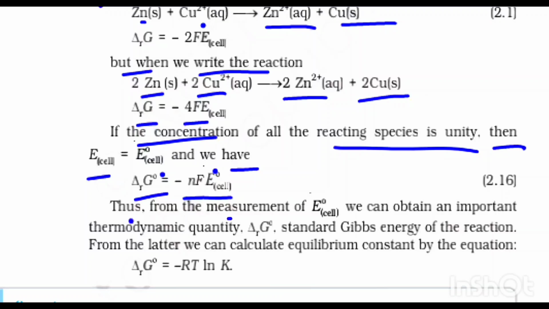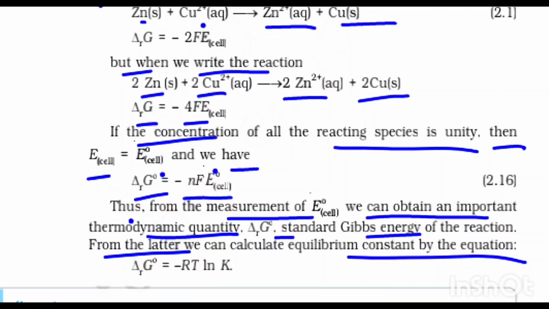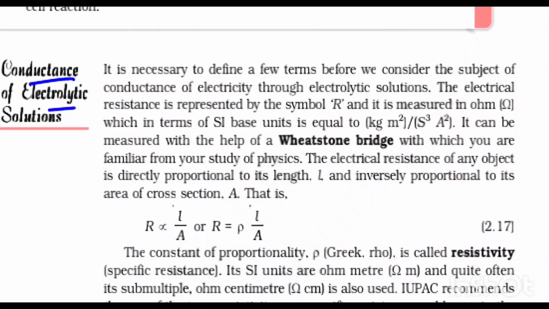Thus, from the measurement of E naught cell, we can obtain an important thermodynamic quantity, ΔG naught, the standard Gibbs energy of the reaction. From the latter, we can calculate the equilibrium constant by the equation ΔG naught is equal to minus RT ln K.